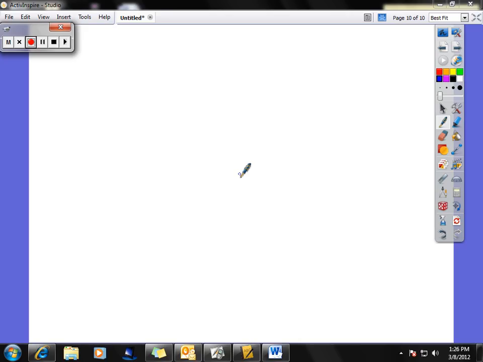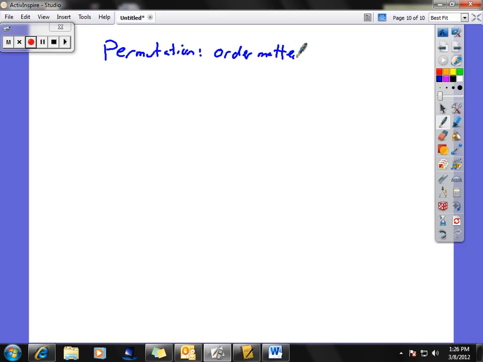A permutation is what we did yesterday. The main thing here is that order matters. The main difference is that order matters. In other words, a different order counts as another permutation. Different order counts.